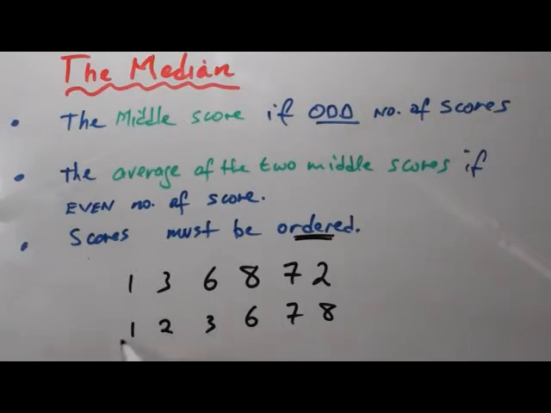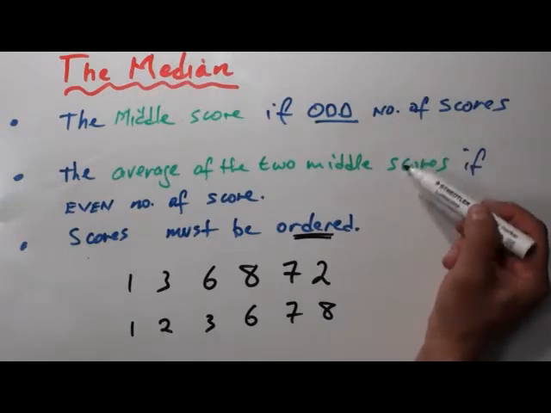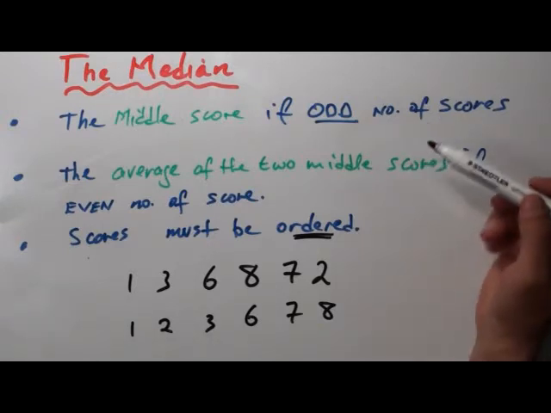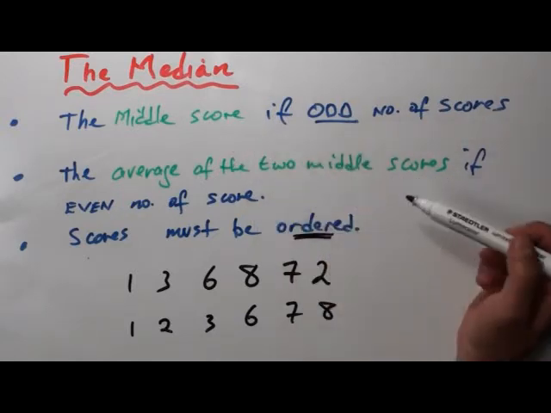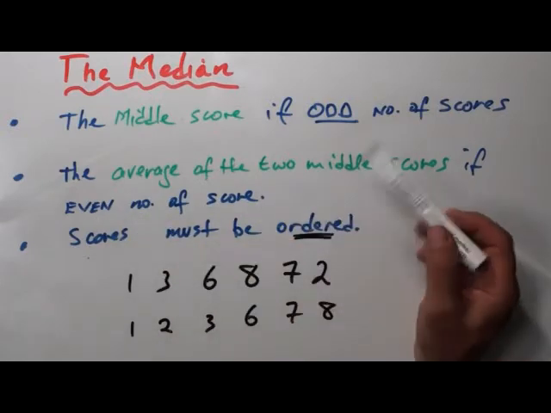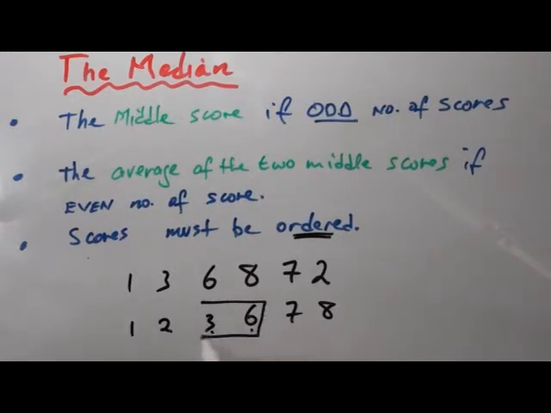Now I have got all of my scores arranged in an ordered format. And now I can go ahead and look at my two rules for the median. If I have an odd number of scores, it'll be the middle score. If I have an even number of scores, it'll be the average of the two middle scores. And here I've got an even number of scores, so it'll be an average of my two middle scores. And these are my two middle scores, so it'll be the average of these two scores.